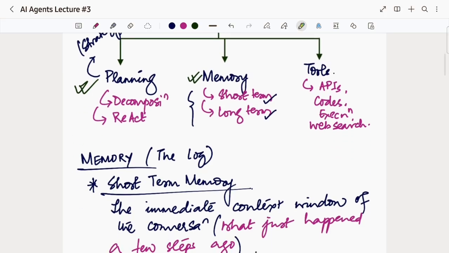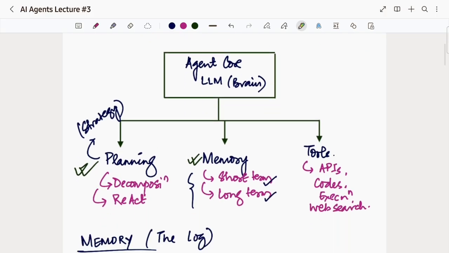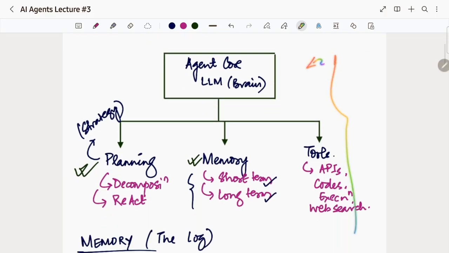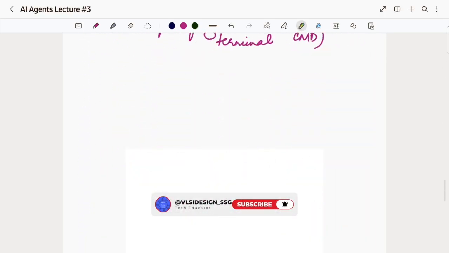And we have discussed the 4 pillars. So these are the 4 pillars of an AI agent core blueprint, wherein we have the LLM, that is our brain, planning, that is the strategy, memory, that is the log, and tools, that is the hand. So I'll end the class today here.